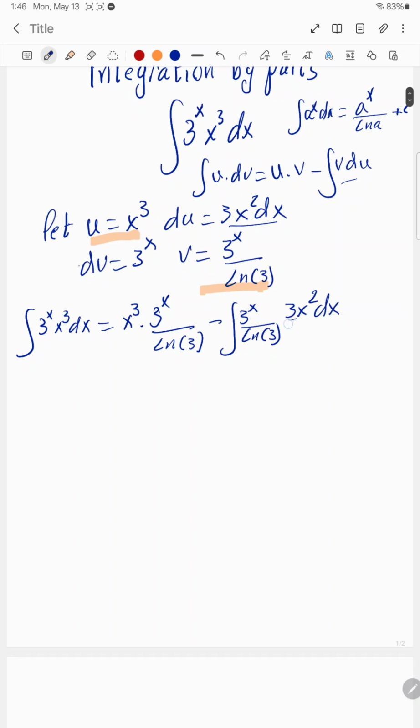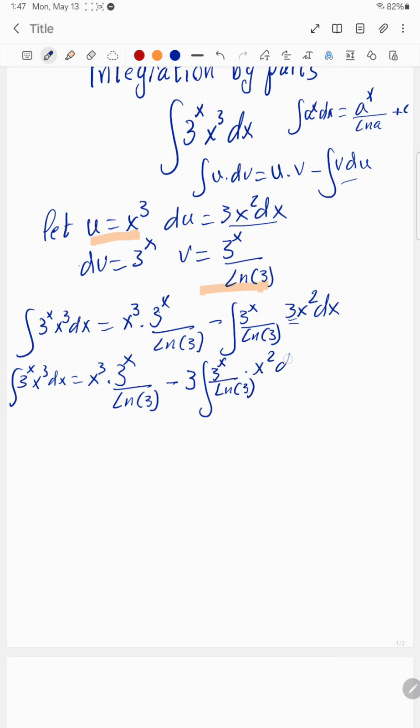Perfect. I know that 3 is a constant. I can take it outside my integral. Let's rewrite it outside my integral, it will become clearer. So the integral of 3 to the power of x times x to the power of 3 dx is equal to x cubed times 3 to the power of x divided by ln of 3 minus, I can take the 3 outside my integral, 3 to the power of x divided by ln of 3 multiplied by x squared dx. And so this part is done. I have to solve this part now.